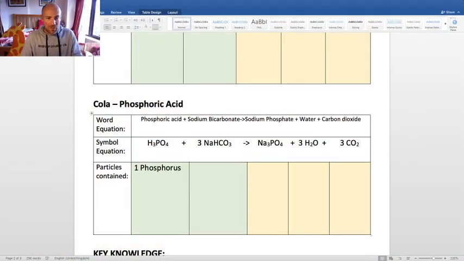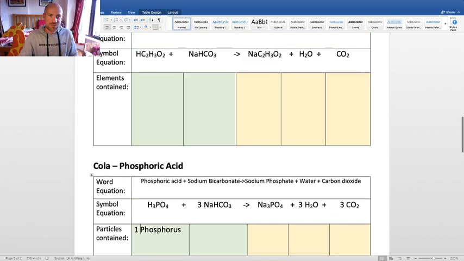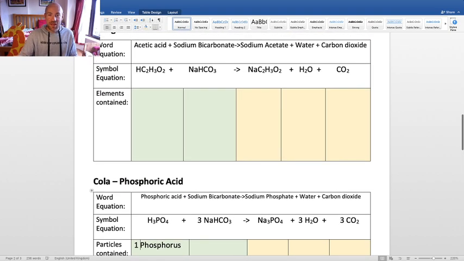If you don't have the sheet, I'll put the sheet up on the screen and you just have a go at writing down which atoms you think are represented by the word equation. So keep going. I'll keep one eye on the chat. Right. Okay. So if you don't have the sheet, I'll leave that there.